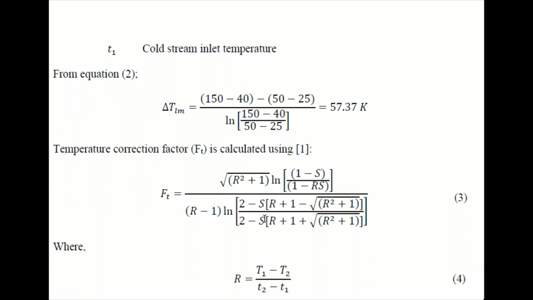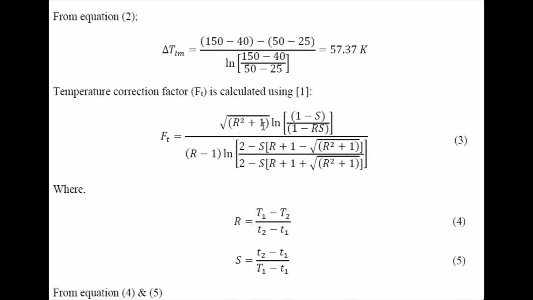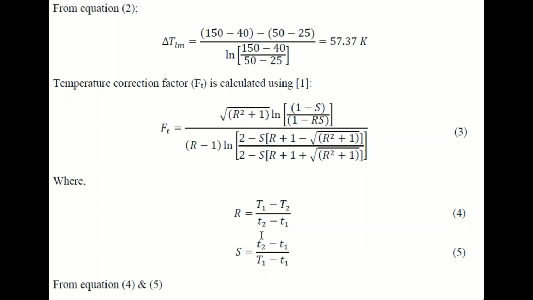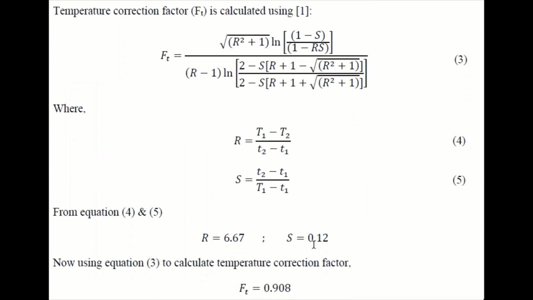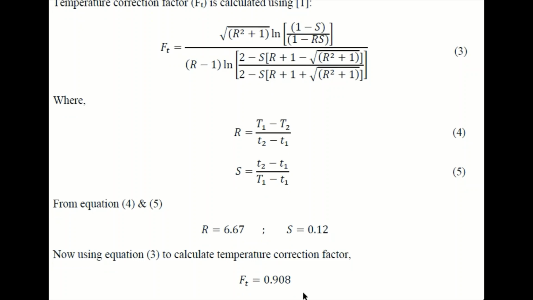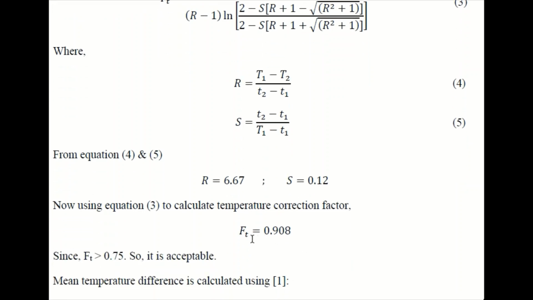So this is the equation for temperature correction factor. Here R and S are two parameters that are totally dependent upon the temperatures of hot and cold stream. So using these values we can determine R and S values here, and then after substituting the values in this FT factor we can calculate it as 0.908. As long as this FT value is greater than 0.75, it is acceptable. If it goes below this value, then we need to change the orientations, or we can use two heat exchangers in series or parallel. We need to change the arrangement.